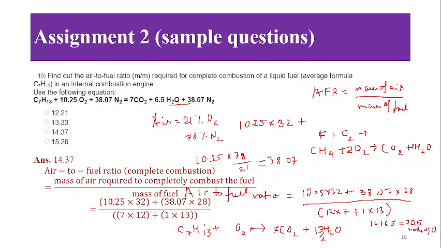So how many moles of O2 do you need? Half of this 20.5, which is 10.25. Sorry for the writing. So this is 10.25 moles of O2. So you get the balanced equation here. And from this 10.25, you need to find out how many moles of N2 are required, because it is given in the question air to fuel ratio. So you need that nitrogen also. Then you calculate the air to fuel ratio. Is it clear now? Clear, ma'am. Thank you. Any other question?